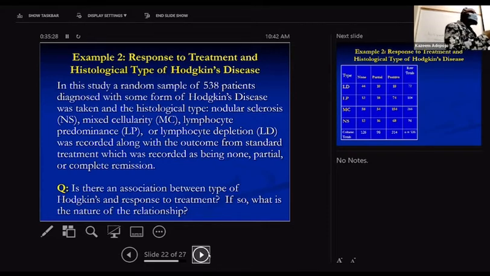What do I mean by remission? Remission is talking about disappearance of a symptom. It could reoccur. You get what I mean? Okay, now the research question here is: is there an association between the type of Hodgkin's disease and the response to treatment? What are we trying to say? Does the response to treatment by patient depend on the type of disease? Now let's take a look at it.